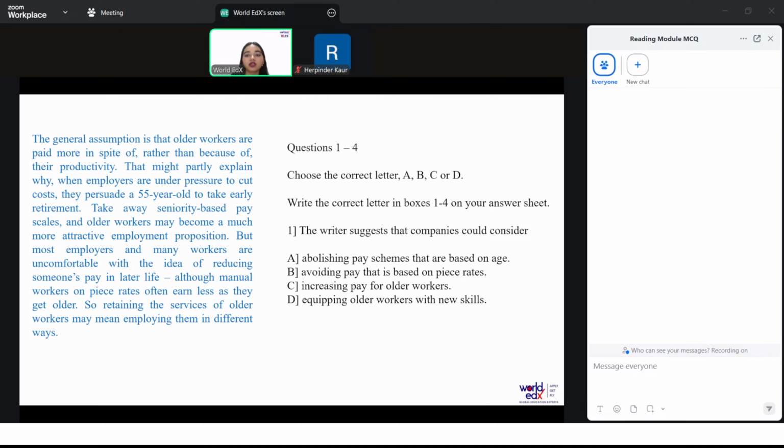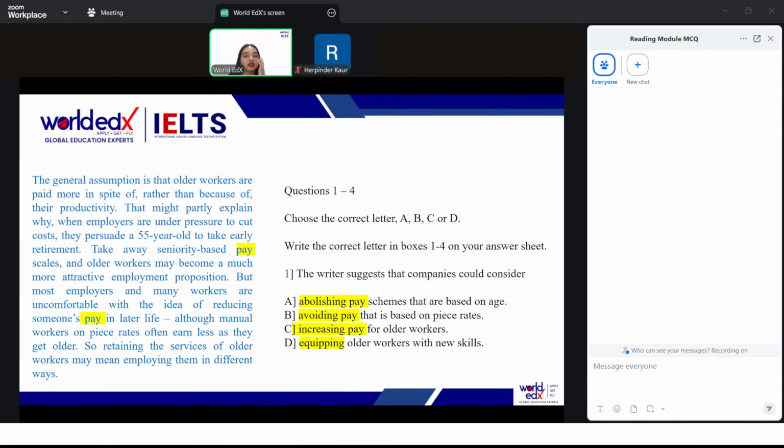Now, if you read over here, you will be able to see that they're talking about the pay disparity. So what you need to do is every option has pay in it. So this is your keyword. First is to abolish. Abolish means that you do not give them any pay scheme. The next is avoiding pay, so you don't give them pay based on the piece rates. The next is increasing pay for the older workers, but we did not read it anywhere, so that's eliminated. And the next is equipping older workers with new skills.